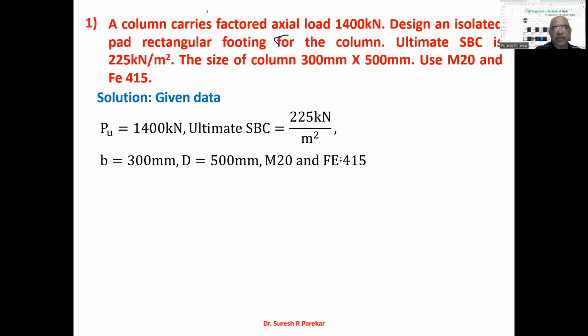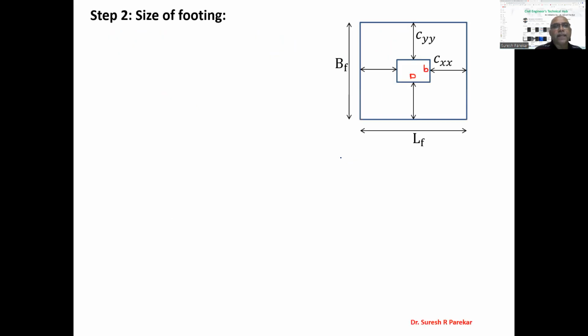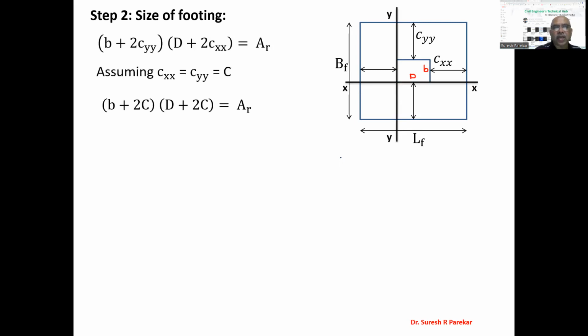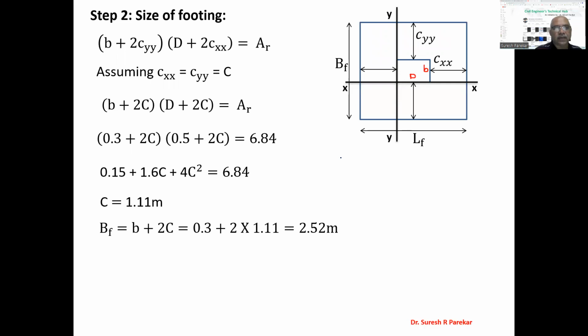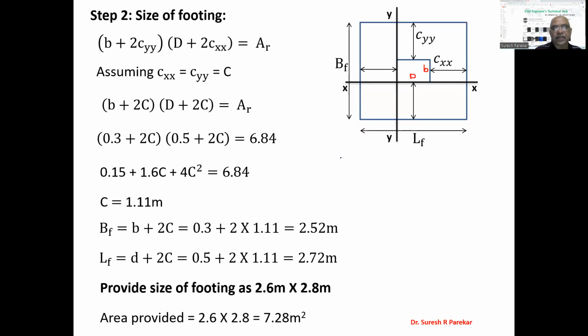Now the data we have is the same, so same steps. I will not go into detail with this. Wherever we have changed, that we will see only. Then the size of footing will be in the same way, no change. So in pad footing and sloped footing, we have these steps the same, no change. You can see this, provide size of footing 2.6 meter by 2.8 meter. So area provided is 7.28 meter square.